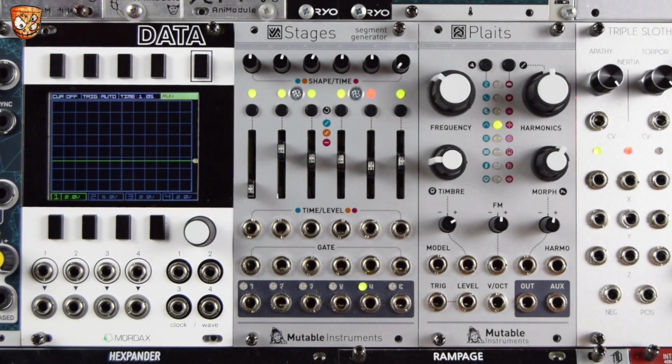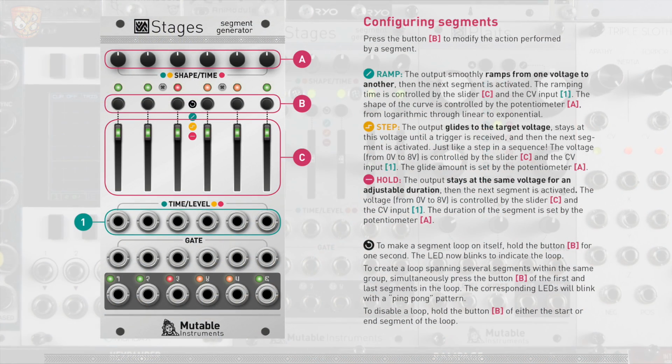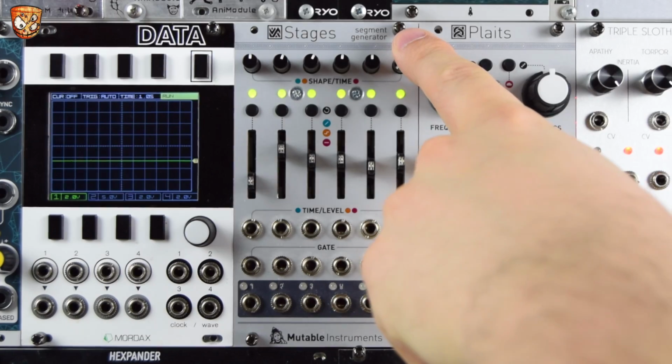Now there are 3 modes of operation on Stages. The green mode, which is a ramp, and this segment smoothly ramps from one value to another. Its time is controlled by the slider and its CV input. And the shape of that ramp, be it rising or falling, goes from logarithmic to linear at 12 o'clock through to exponential on these potentiometers at the top.